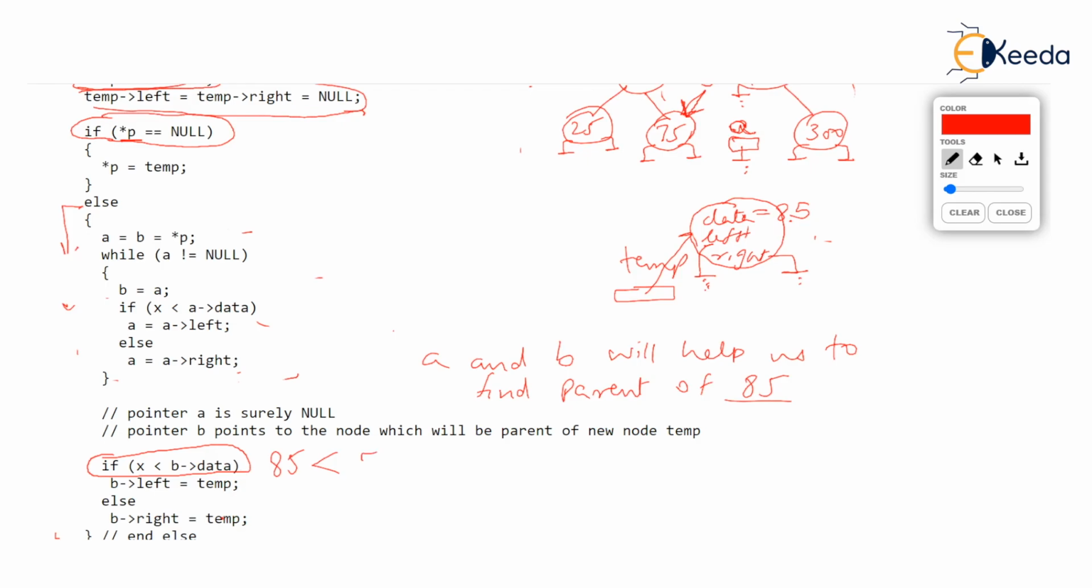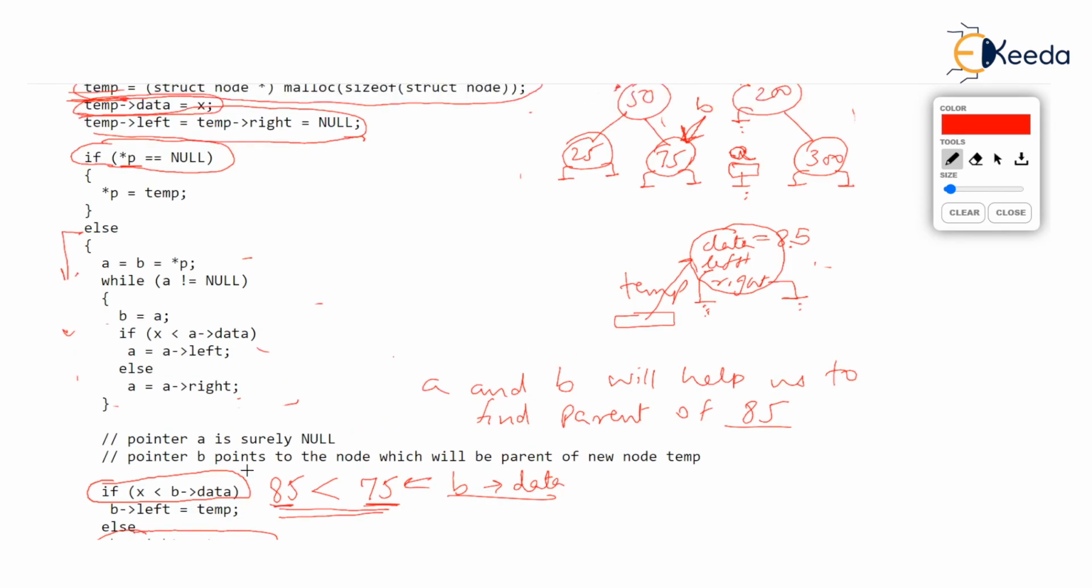And 85 less than 75 is false. Now you check that this is B arrow data. 85 less than B arrow data is false. So where will you add 85? Yes, exactly. 85 is larger than 75, isn't it? So you will add 85 to the right of 75. Now I hope, because the if is false, you have landed in else. And in the else, we have B arrow right equal to temp. Look at this. B arrow right is becoming equal to temp.